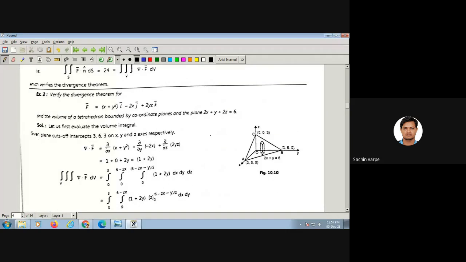Now, this is a very important question again. Verify the divergence theorem for this particular tetrahedron. So F bar is given to us, and the volume of the tetrahedron is bounded by the coordinate planes. Coordinate plane means the plane bounded by coordinate axes. This is the x axis, y axis, and z axis. So what is the plane bounded by the xy axes? This is the plane bounded by the xy axes, right? The plane bounded by the xz axes is this one, and the plane bounded by yz is this one.